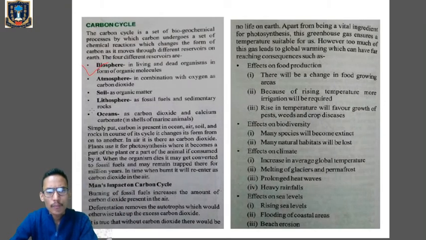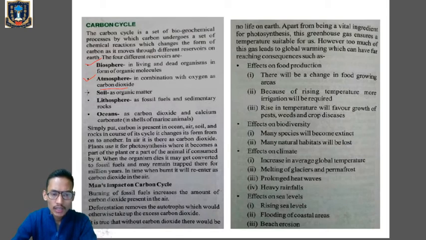The first one is the biosphere. In the biosphere, the place where we live, carbon is present in living and dead organisms in the form of organic molecules. In the atmosphere, it is present in combination with oxygen in the form of carbon dioxide.